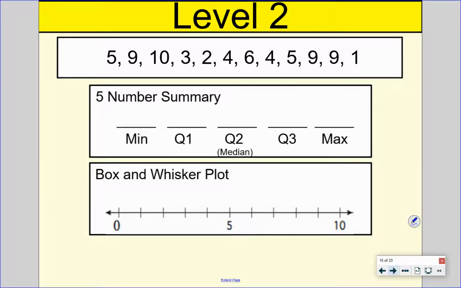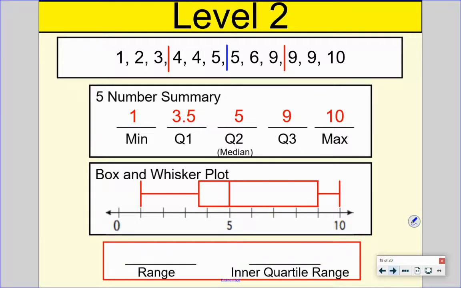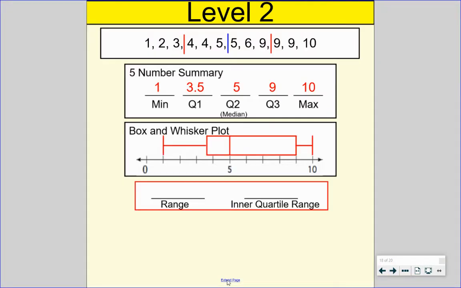All right. Here, the numbers were written least to greatest, and check and see how you did. And hopefully you did great. The next thing we're going to do is practice this range and interquartile range again. So we have that learned.